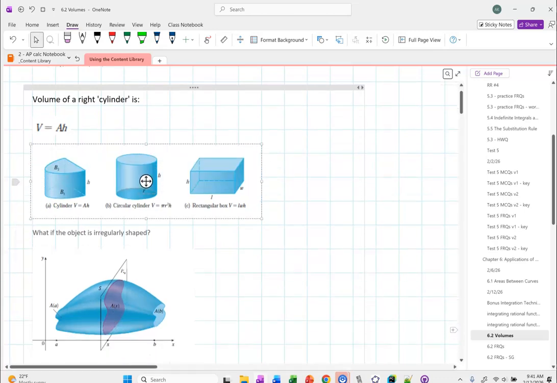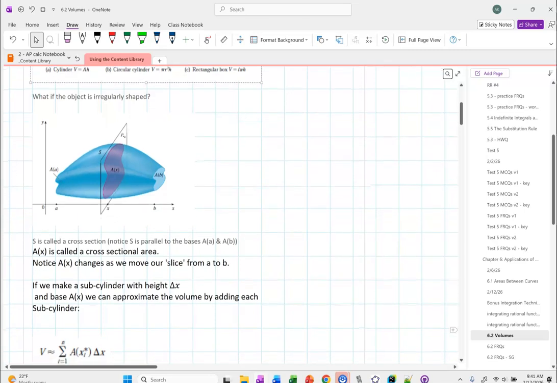But what are we going to do if I have some crazy irregularly shaped object where at each cross section the area of that cross section is different along its height? Oh no, right? Well, if I think about it, could I just take a little sliver of cross section and calculate the area, multiply it by that little tiny height for the sliver, and then add up all of those and get a volume?